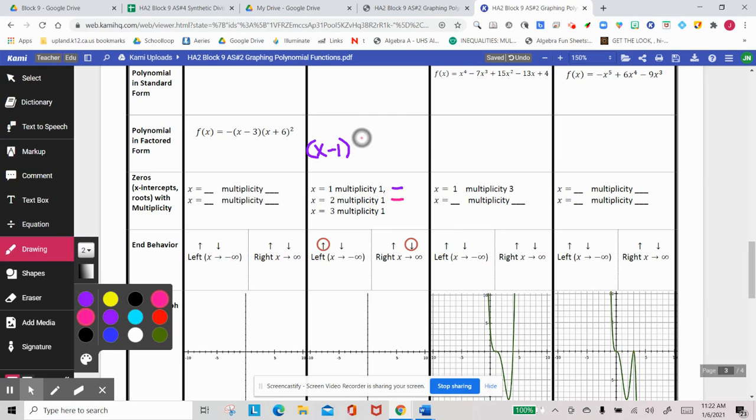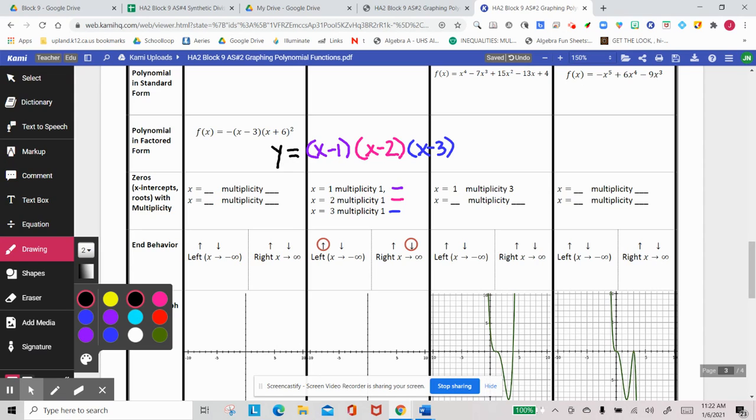X equals 2, so working backwards, it's x minus 2. And again, I only have one of those. And x equals 3, just working backwards, it's x minus 3. So it's y equals the quantity of x minus 1 times x minus 2 times x minus 3.